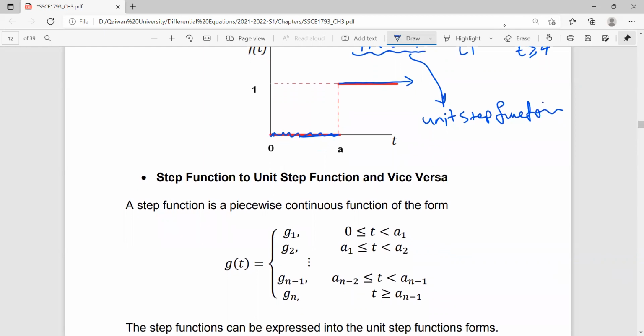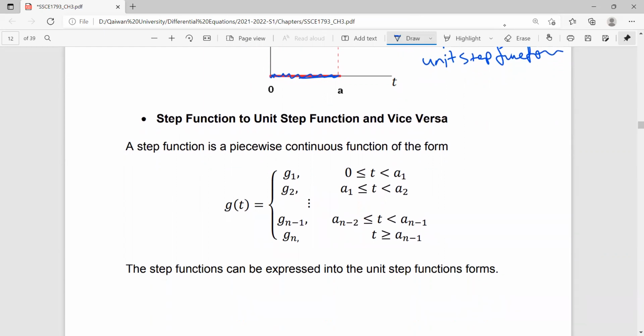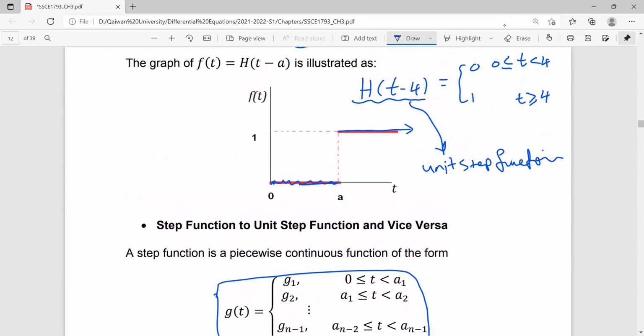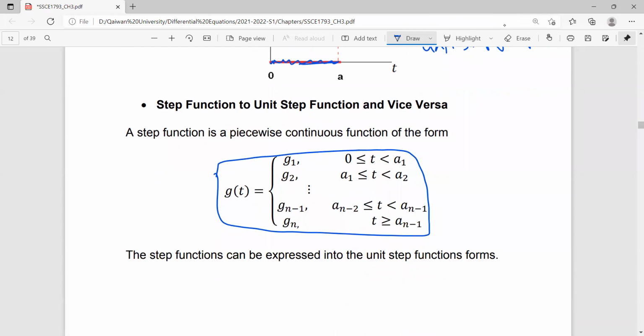To convert a step function to a unit step function and vice versa, first we should know what the step function is. We say a step function is a piecewise continuous function. This function is called a step function. But if you write it down with h, this is the unit step function. So the step function is a piecewise function, but the unit step function is the function written with h.